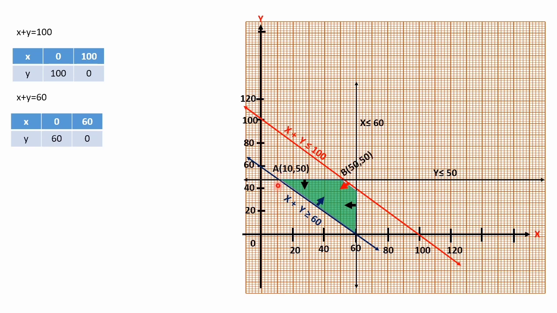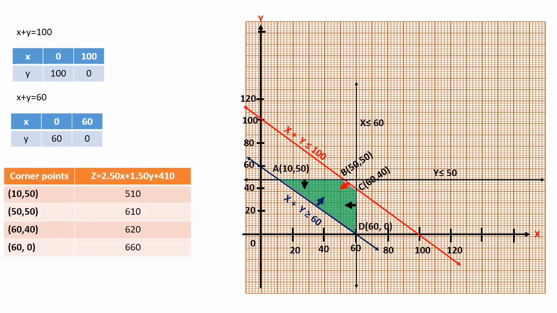Here it is (10, 50). Next is point B, which is (50, 50). That is, here you can see 50 and 50. And the next point is C, (60, 40). That is, here it is 60 and this is 40. And here it is D, that is (60, 0).